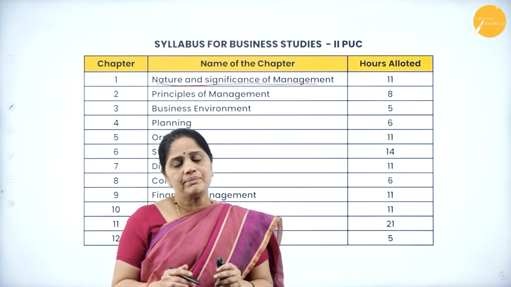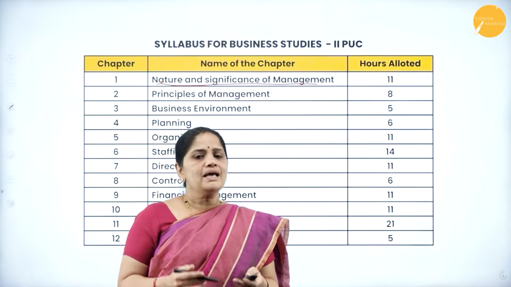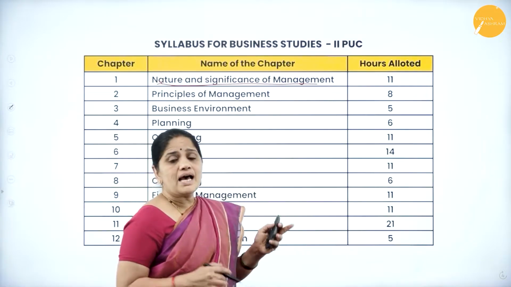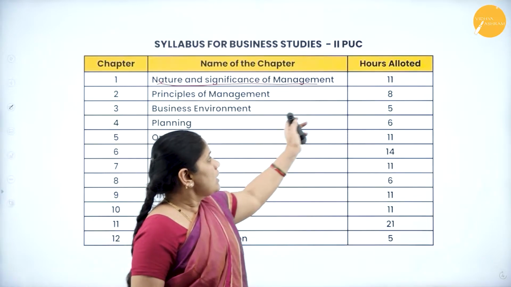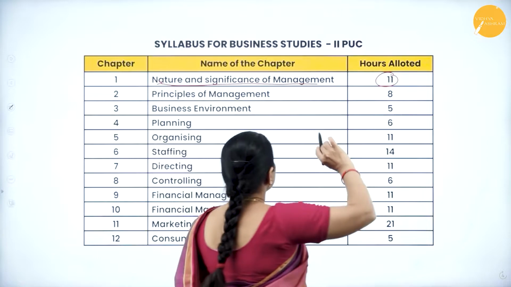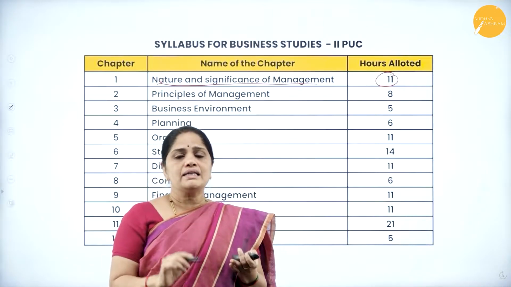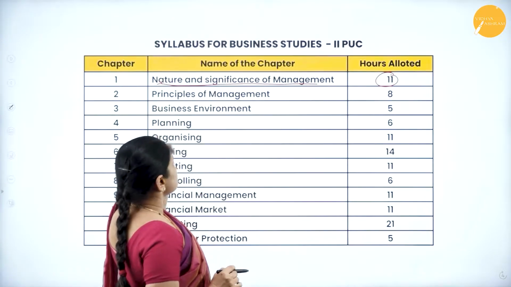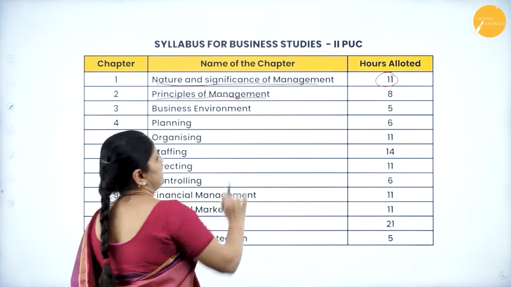So we will be just going into the meaning of the word management and the nature of management and the significance, how important it is to manage. So the hours allotted here is 11 hours. So they are allotting 11 hours for us to study what is the nature of management and the importance of management. Now, in the next chapter, we will be studying about principles of management.